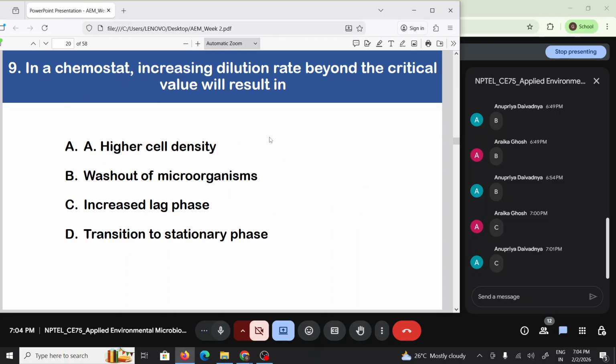So yes, with that, the next question is, in a chemostat or a continuous reactor, increasing the dilution rate beyond the critical value will result in which of the following? This is a very direct question.